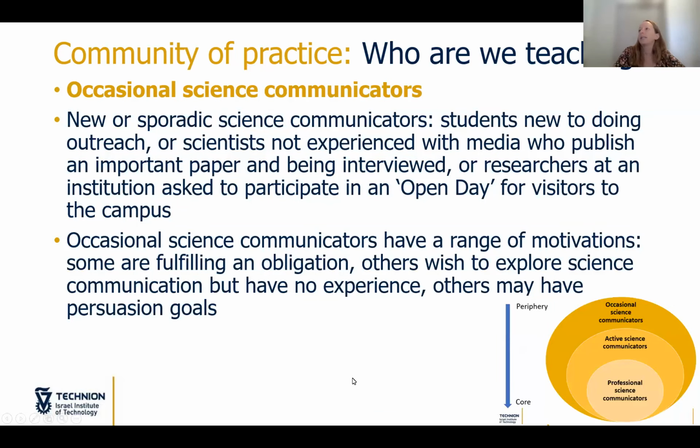So occasional science communicators are new or sporadic science communicators. For example, students new to doing outreach, or scientists that were not experienced with the media, but now have this paper in Science and they have to be interviewed, or researchers at the institution asked to participate in an open day, and so forth. Occasional science communicators have a range of motivations. So why are they doing it? Some are fulfilling an obligation, others want to explore this, but they don't know much about it yet. Others have persuasion goals. They want, I don't know, to persuade parents to vaccinate and so forth. So this is the periphery.